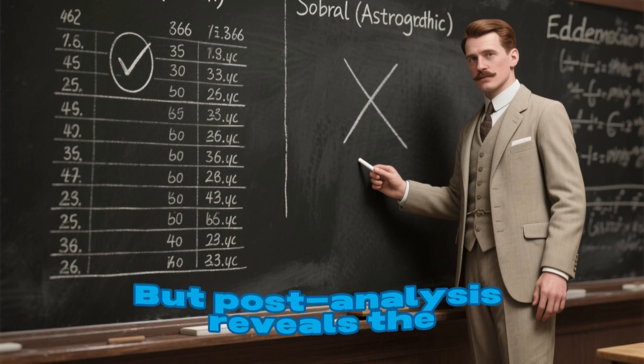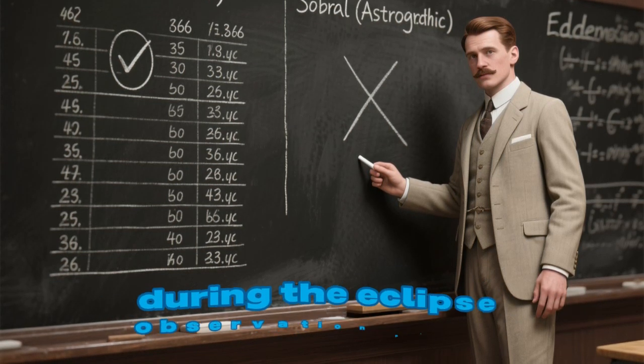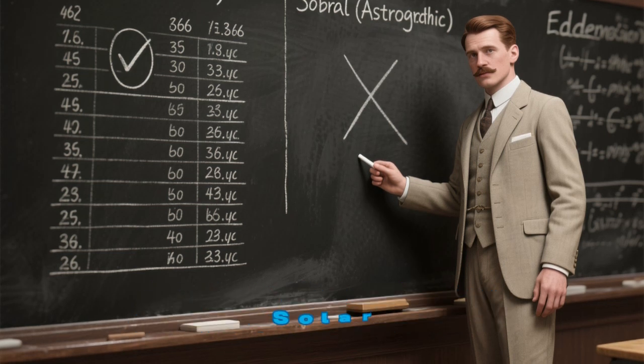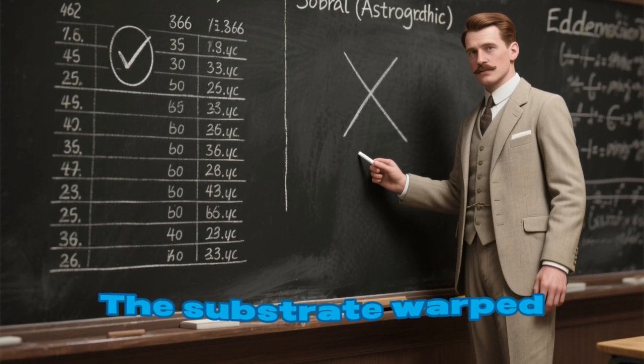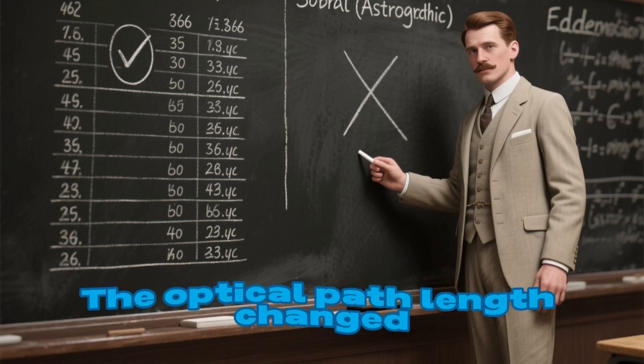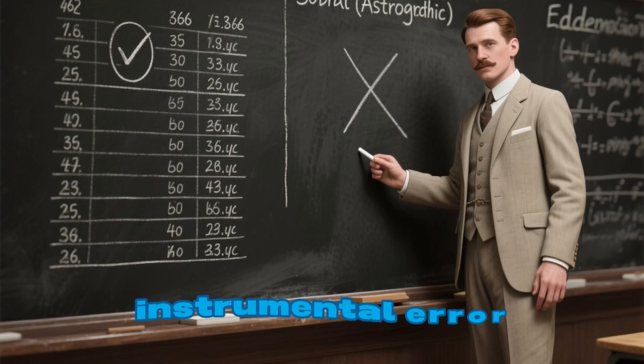But post-analysis reveals the astrographic instrument suffered thermal expansion during the eclipse observation period. Solar radiation heated the mirror assembly. The substrate warped. The optical path length changed. The data from that instrument contains systematic instrumental error.